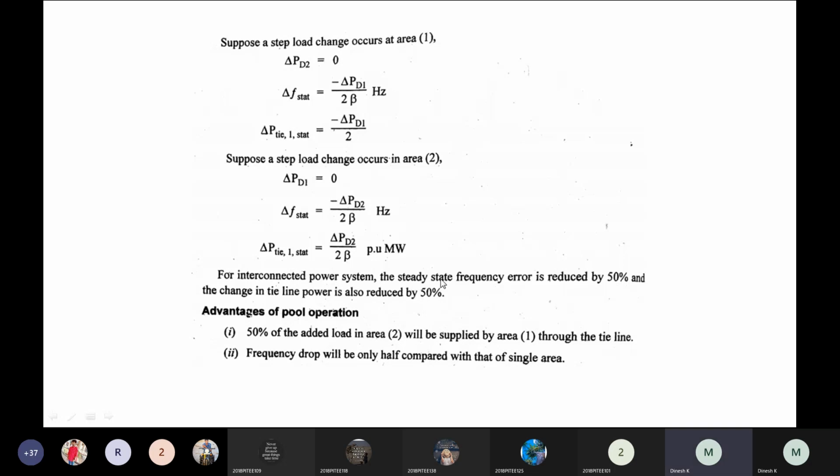So in the static case, it is 50% that we maintain in our change in power. So the advantage of two area system operation is that 50% of the added load in the area will be supplied to area 1 through the tie line, and the frequency drop will be only half compared with that of a single area. So these two advantages or conclusions we have in our two area system.